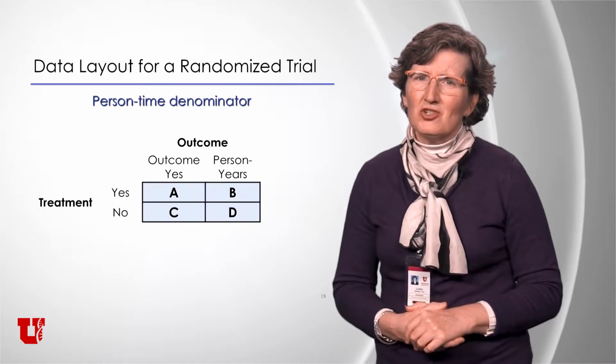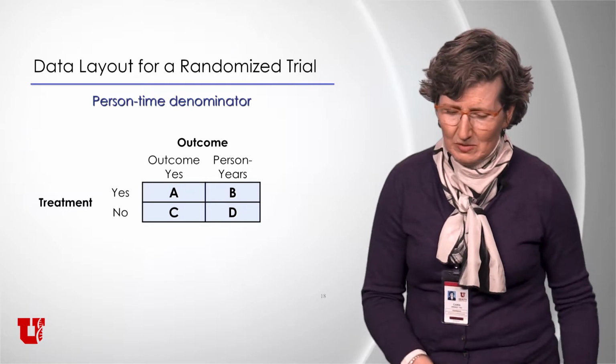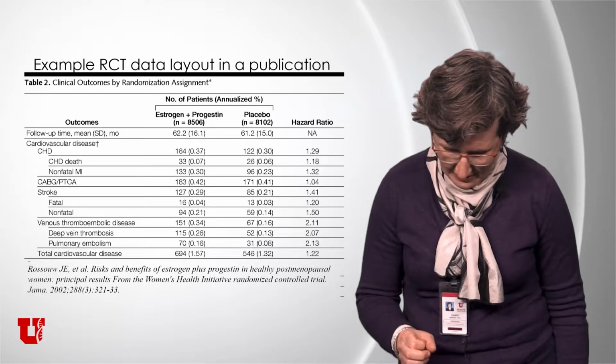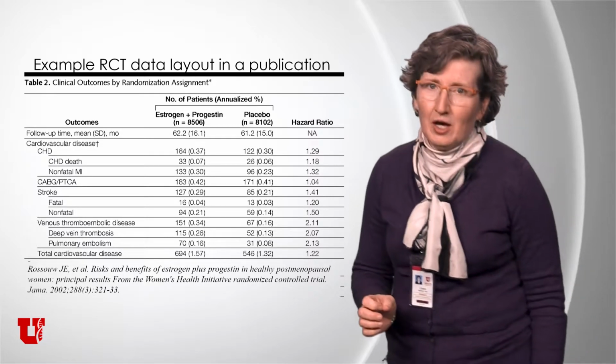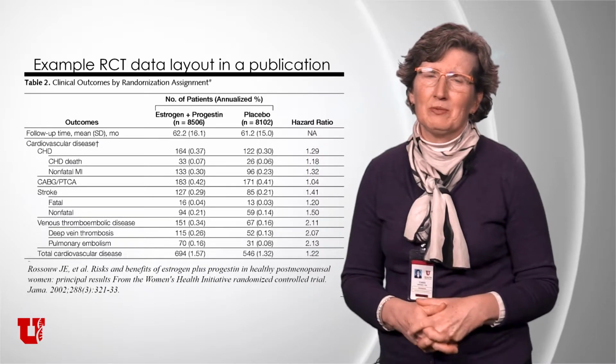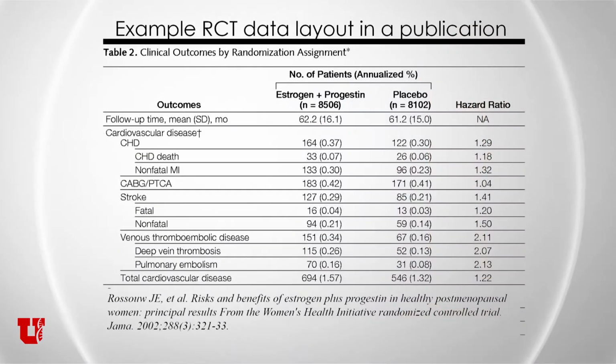Most publications do not treat it this simply. They do some more elaborate things. So I just picked an example of a study from a number of years ago. This is from the Women's Health Initiative randomized trial of estrogen plus progestin in healthy postmenopausal women. And the primary hypothesis of that study, of course, was that the estrogen plus progestin hormone replacement therapy would prevent cardiovascular disease events and cardiovascular disease deaths. And so this is actually from their paper now. This is how they organized their data.